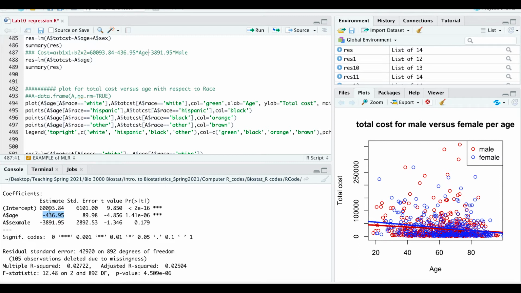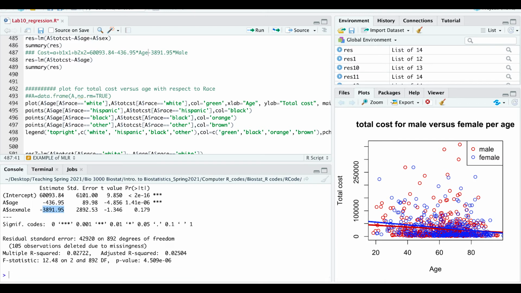Similarly, if this was significant, how would you interpret this? Male have lower hospital stay cost than female by $3891.95. That's what you would say. Because this is a categorical variable, you compare with the one that is missing. So male has lower hospital stay cost than female. The average hospital stay cost of male is lower by $3891.95 compared to the female. That's what you say.